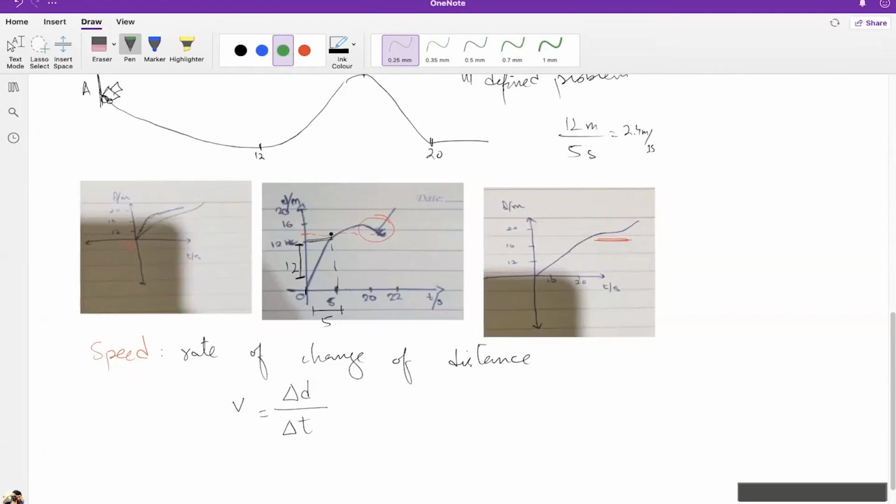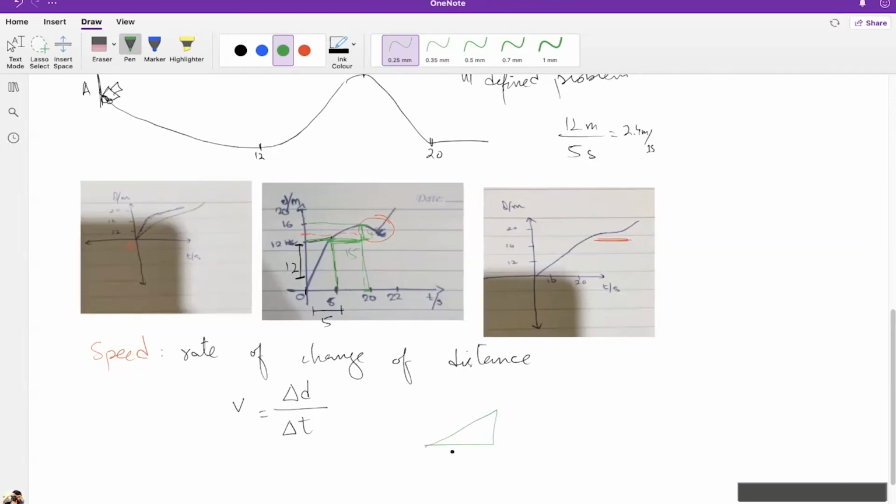So what about this part? Over here, it started at 12 and ended at 16, and it took 20 seconds. No, actually, it took 5. It started at 5 and ended at 20. So the total time taken was 15. What have I done? I've subtracted the time. And the total distance traveled was not 16. It was 16 minus 12. It was 4.